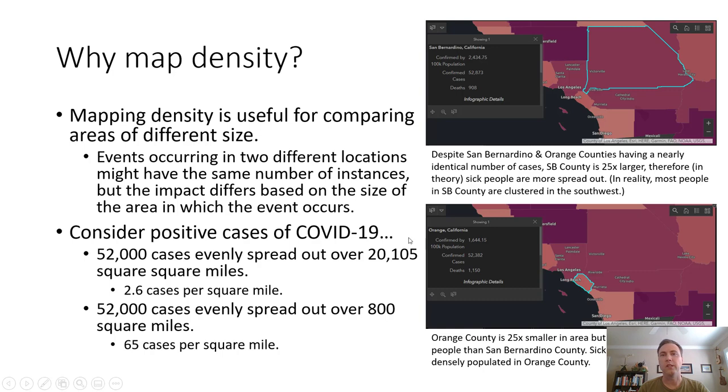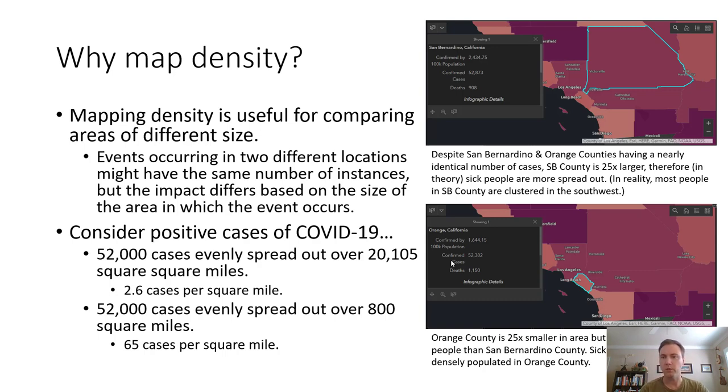All right, so your chances of encountering someone in San Bernardino County, if everyone were evenly distributed, would be very low. If you look at Orange County, 52,000 cases, actually 52,382, spread out over only 800 miles, comes out to 65 cases per square mile. So Orange County is 25 times smaller in area, but actually has 1 million more people than San Bernardino County. So sick people are more densely populated in Orange County. And those are all obviously real numbers.